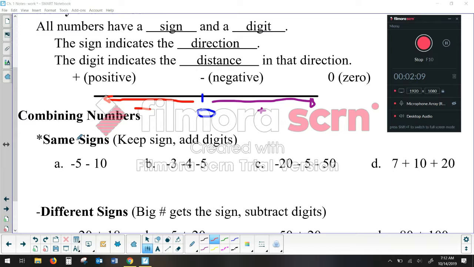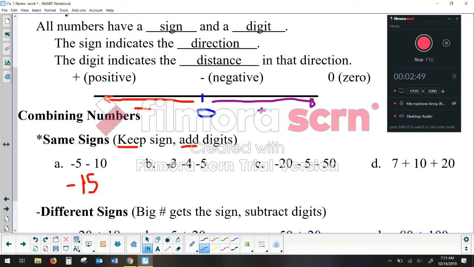Alright, so when we add numbers or combine our numbers that have the same signs, what you're going to do is keep the sign and add your digits. So in part A, we have a -5 and a -10. What kind of sign do they both have? They both have that negative one. So keep that negative sign. Now we're going to go back and add our digits. 10 plus 5 is 15. So we have a -15.